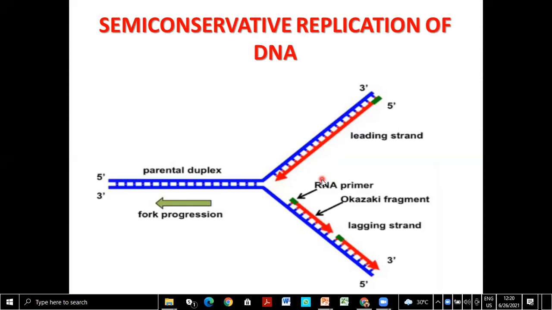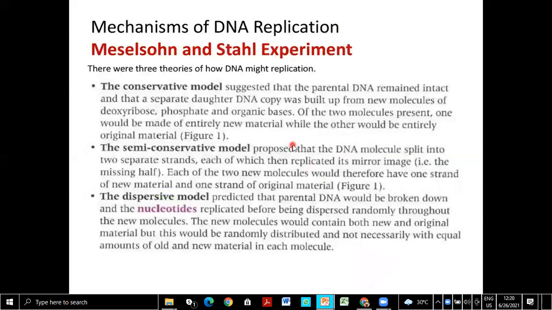Before that, let us see what the different models proposed were. There were three theories of how DNA replication takes place. One is the conservative model, the second is the semi-conservative model, which we have learned in detail, and the third is the dispersive model. You should just know what these two are also. Then we will learn in detail the semi-conservative model and the experiment performed to prove it.